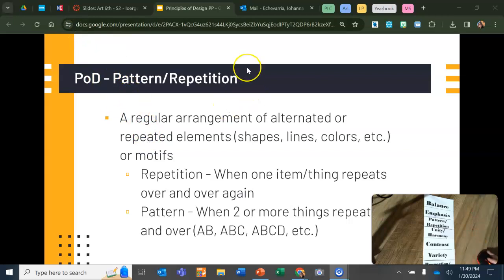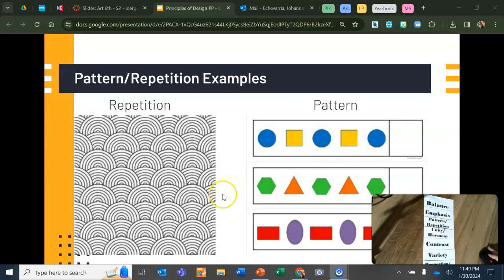So, pattern and repetition are a regular arrangement of alternating or repeating elements. Those elements would be like your shape, your line, your color, etc., or motifs. The difference is repetition is when one item or thing is repeated over and over again, and pattern is when two or more things are repeated over and over again. You probably learned this as ABC pattern when you were little. These are examples. It's the same exact thing over here in repetition versus pattern. We have circle, square, blue, yellow, and so forth.